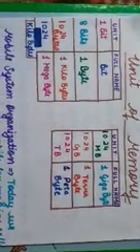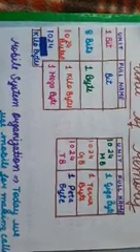Then the unit of memory is the bit. 0 and 1 is known as the bit. Collection of 8 bits equals 1 byte. 1024 bytes equal 1 kilobyte. 1024 kilobytes equal 1 megabyte. 1024 megabytes equal 1 gigabyte. 1024 gigabytes equal 1 terabyte. 1024 terabytes equal 1 petabyte. This is the unit of memory.